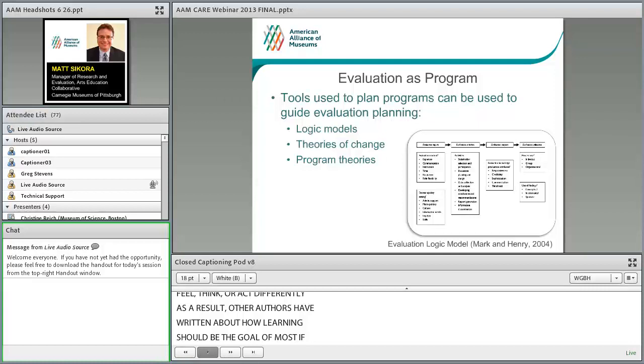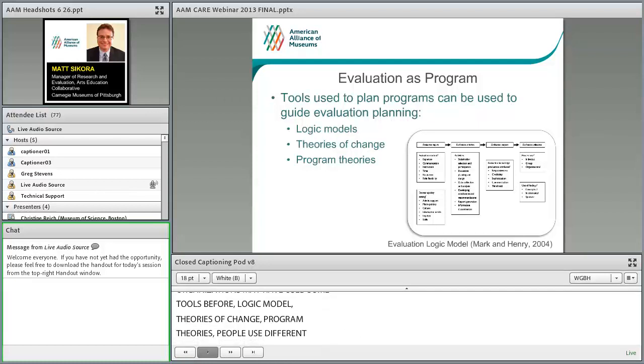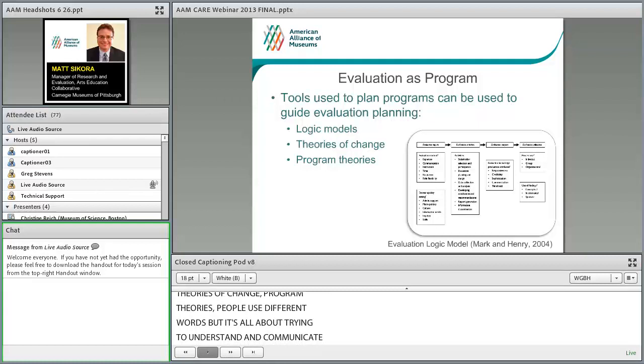So an advantage of thinking about evaluation this way, as a program, is that I think many of us have some familiarity with that approach to designing a program. And there are some relatively familiar frameworks for mapping out the steps toward increasing the impact of evaluation in your institution. In planning programs for your audience, your organizations may have used some tools before: logic models, theories of change, program theories. People use different words, but it's all about trying to understand and communicate what you were going to do, who was going to participate, and what the intended outcomes were for a project.